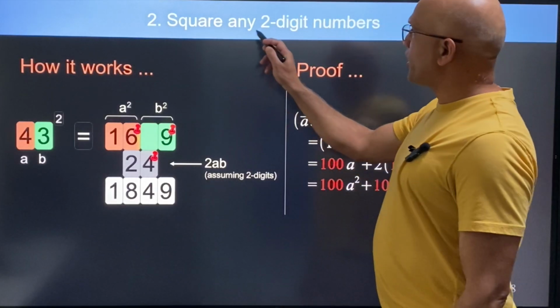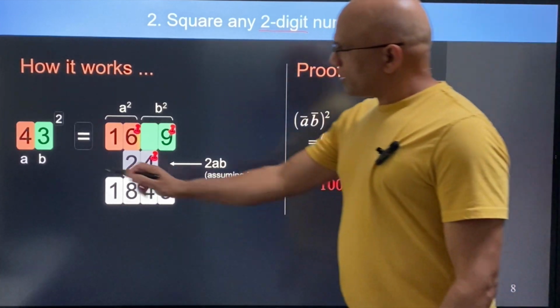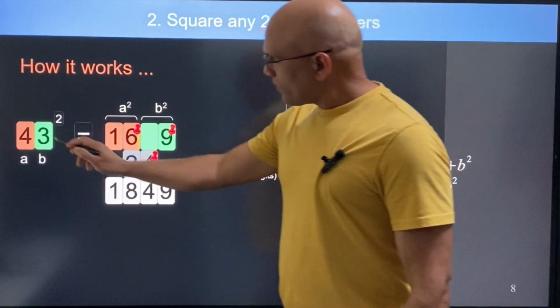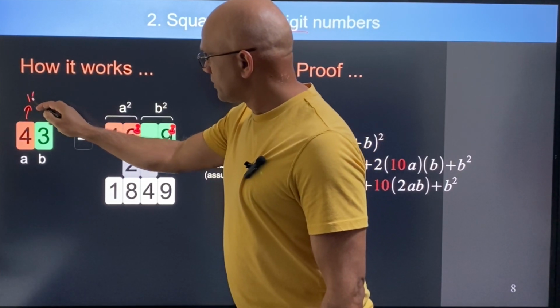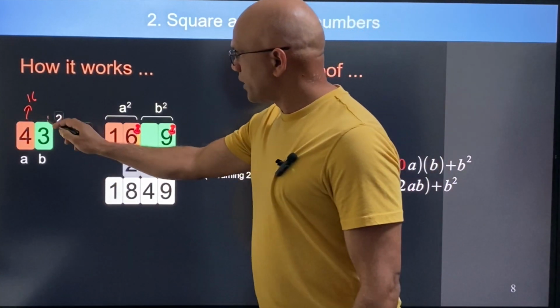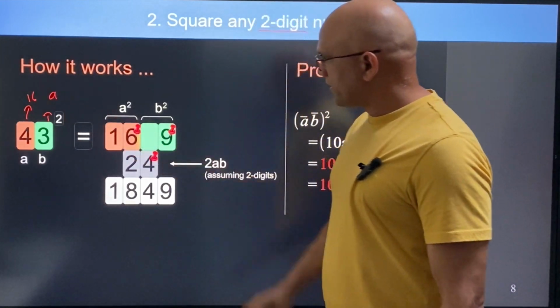Next trick is square of any 2-digit number. So I have an example here. The square of this is 16, goes here. The square of this is 9, that goes here.